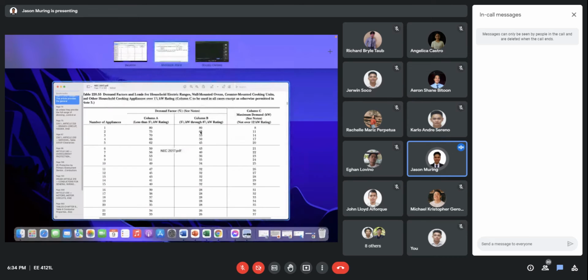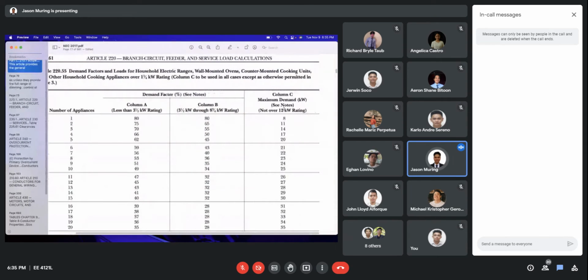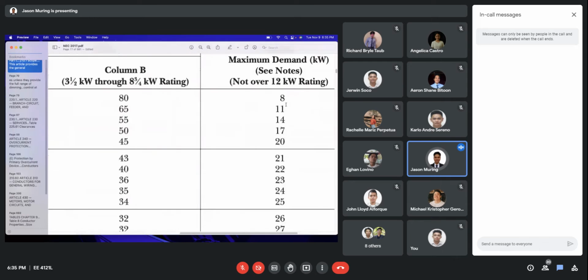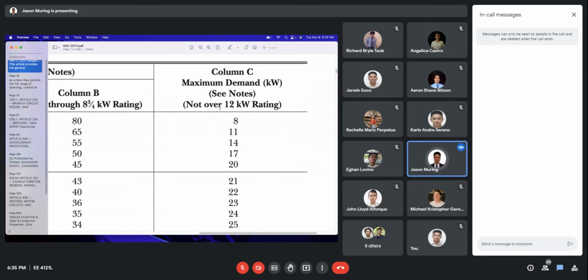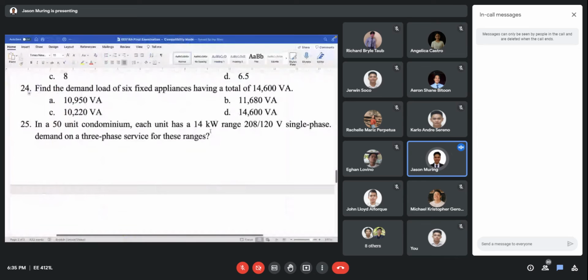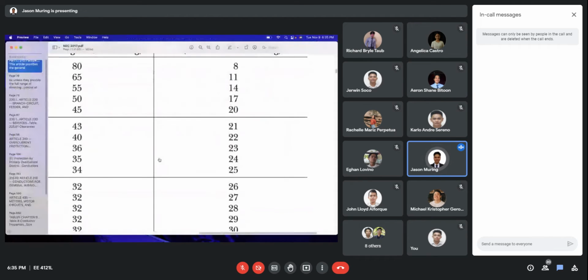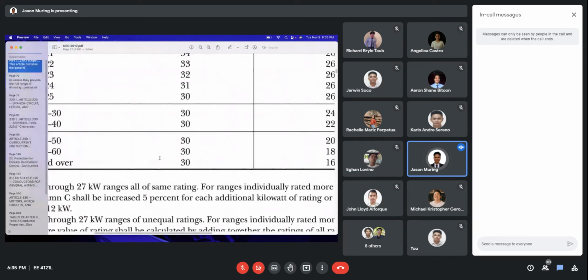So if we look at the column on the table, you see here that we exceeded this table requirement. So therefore, we cannot use column C, because according to column C, we can look up these values only if we have a rating of not more than 12 kilowatt. But here we have 14 kilowatt. Okay, so therefore we have to base our calculation now using these notes.